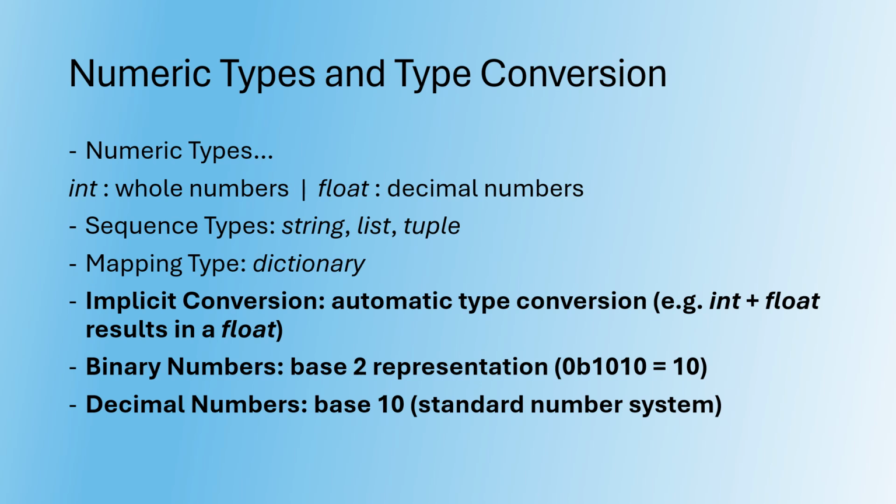Types and type conversion. We have implicit conversion, which is an automatic type conversion. For example, if we combine an integer value and a float value and evaluate that expression, it would result in a float value. Binary numbers are a base 2 representation. An example given is 0b1010, which is the equivalent of the value 10. And decimal numbers, in base 10, are the values that we use in our standard number system today.